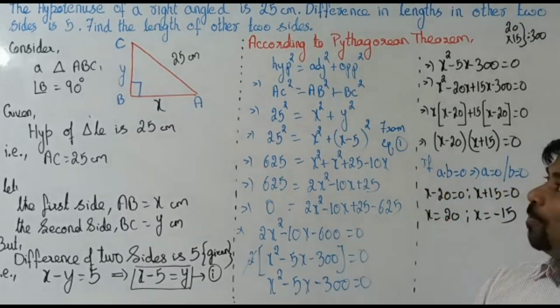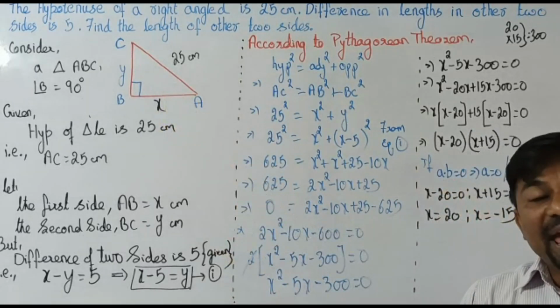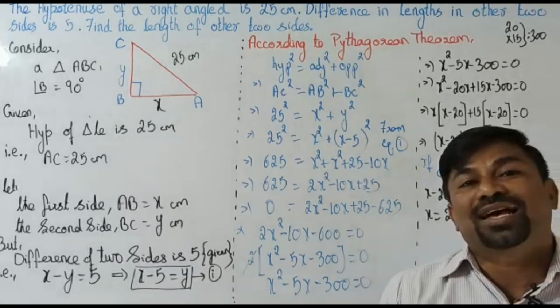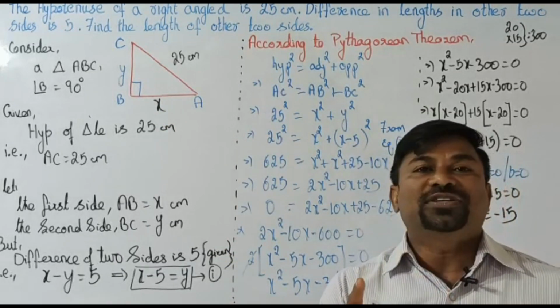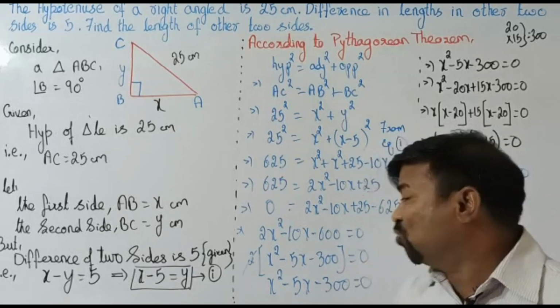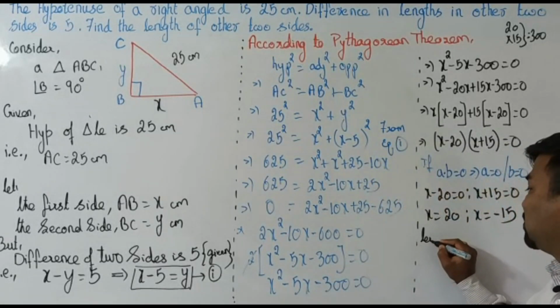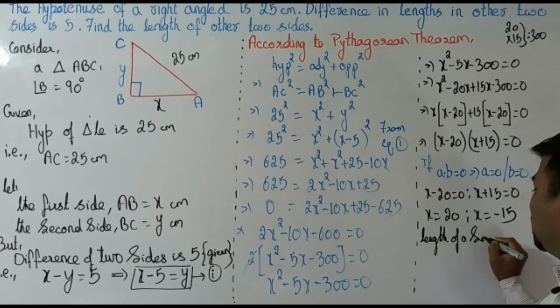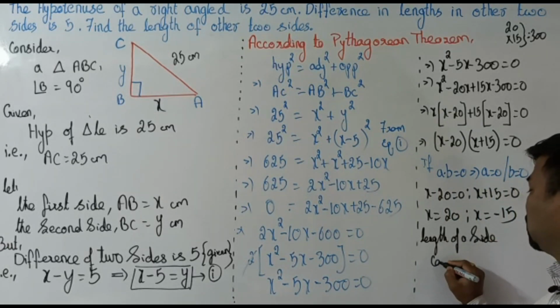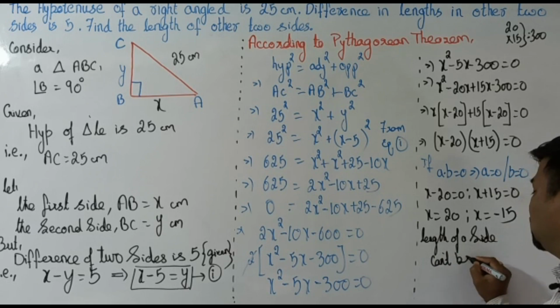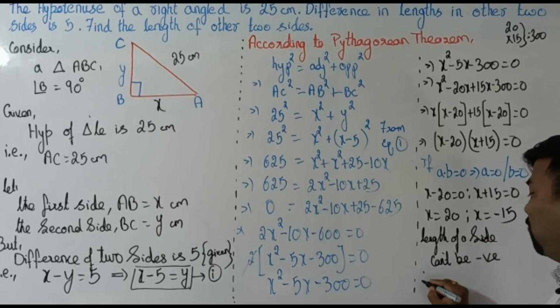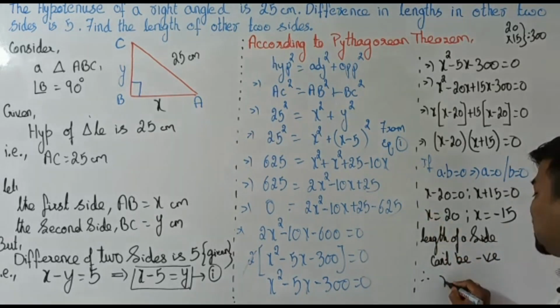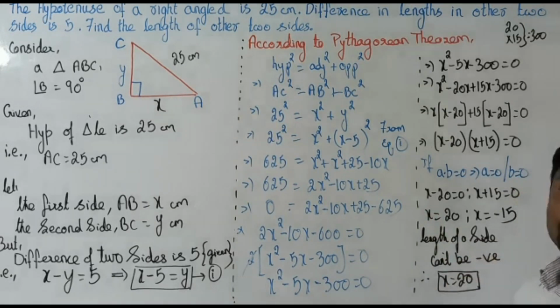But if we observe properly, what is x here? x is nothing but the measurement of a side. A measurement of a side, the length of a side, can't be negative. Therefore, we can take x is equal to 20. This is the side we have mentioned.